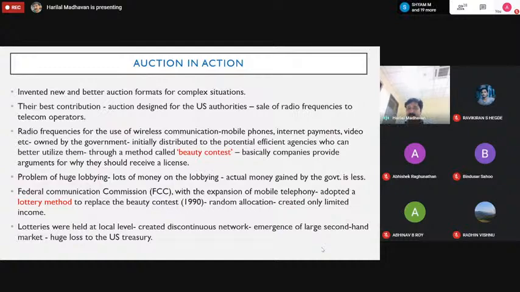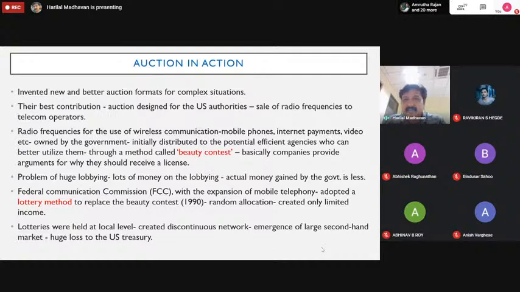And one application, I'm talking about one example that they have contributed, is actually the case of the US spectrum sale, the radio frequency sale. In the earlier period, the US authorities were basically just giving away the radio frequencies, or selling them at a very low cost. One method they adopted in the beginning is called beauty contest. Basically it means the companies provide arguments about why they want to receive that particular license for radio frequencies. The telecom companies were asked to produce their own arguments to get that license, right?